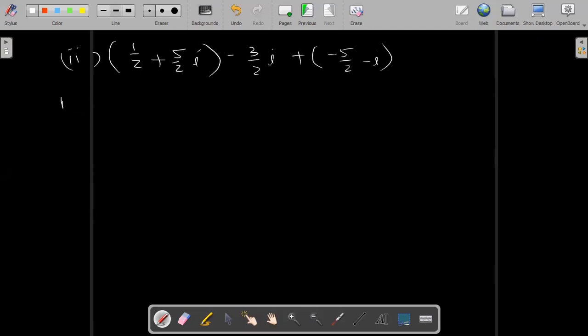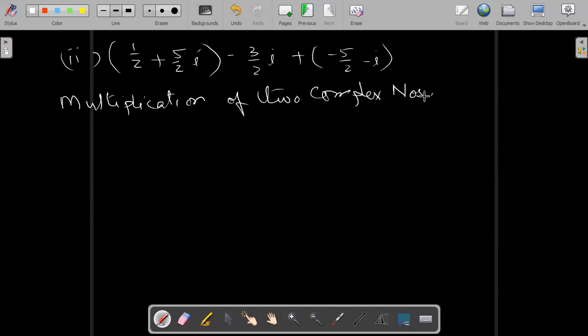Now we will see multiplication of two complex numbers. Multiplication is simple actually. You know the multiplication of iota. You can do simple multiplication. Suppose Z1 you have to multiply with Z2. Z1 is A plus iota B, and let Z2 be C plus iota D.